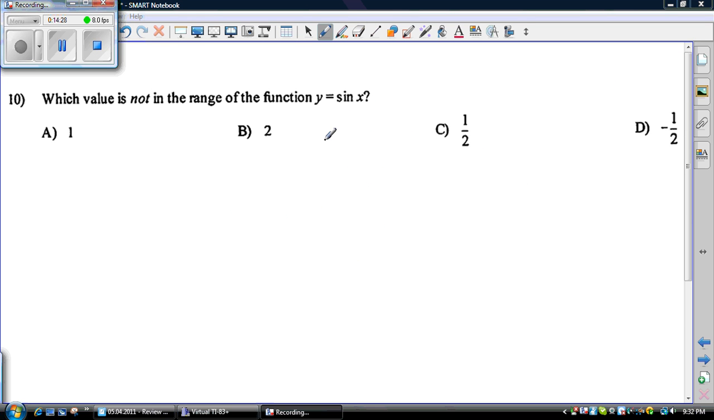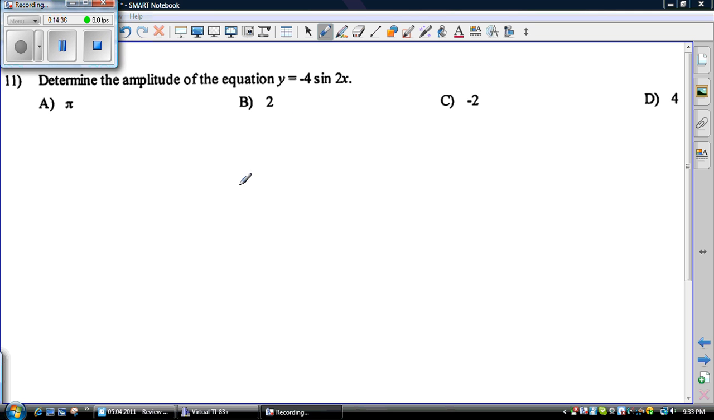What number is not in the range of this? Well, the range of sine x goes from -1 to 1, and so 2 is not in the range. Determine the amplitude. The amplitude is just the absolute value of this number. The absolute value of -4 is 4.